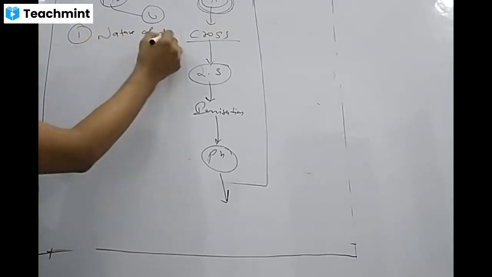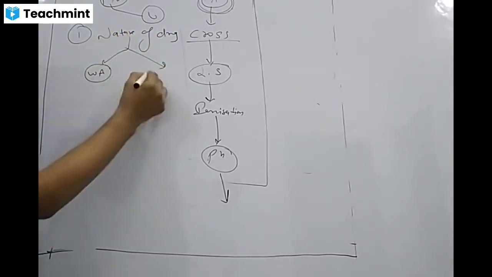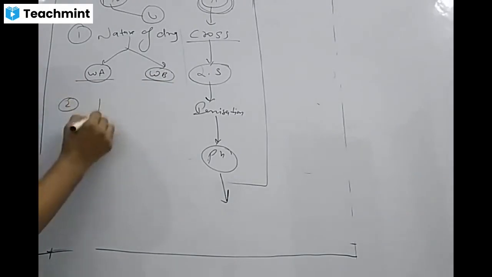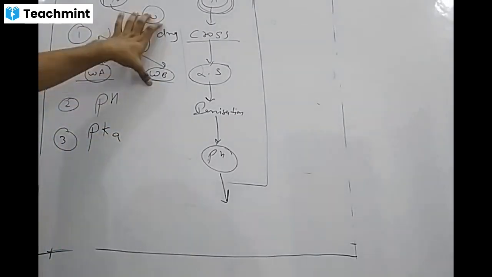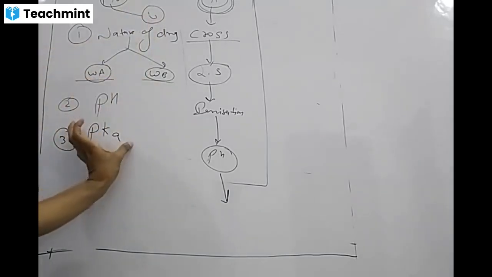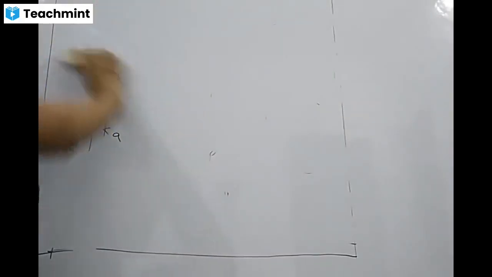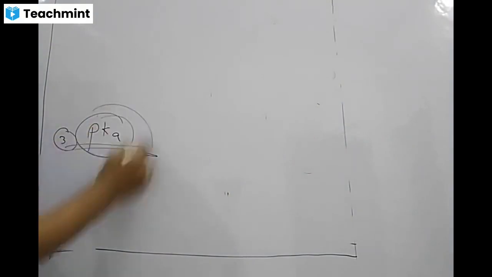One is the nature of the drug. Drugs are mostly, in pharmacology, of two types, weak acid and weak base. Second thing is pH. And third thing is pKa. So out of these three things, you know the nature of the drug and pH, but the new concept is pKa. I think in Odisha PSC they have asked about the definition of pKa. So in one competitive exam they have asked about this pKa.